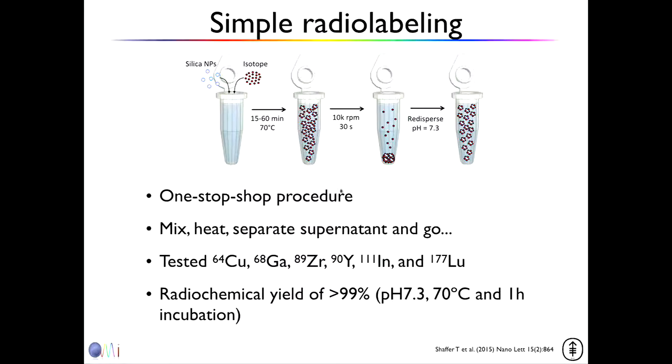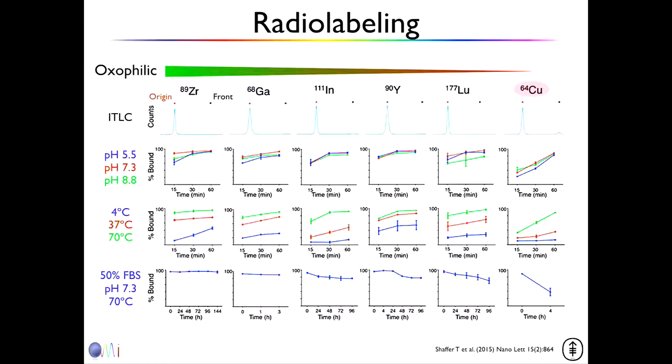And we tested a variety of isotopes. They're listed here. We got a radiochemical yield of over 99% at that condition. And if you look at, I know it's a very busy slide, but it combines it very nicely. Here's the oxophilicity of these metals. These are highly oxophilic. These are very little oxophilic. Here's the ITLC, which shows you that it's really, except for the copper, here's a little free peak, nicely bound. And here different radiolabeling conditions at various temperatures.